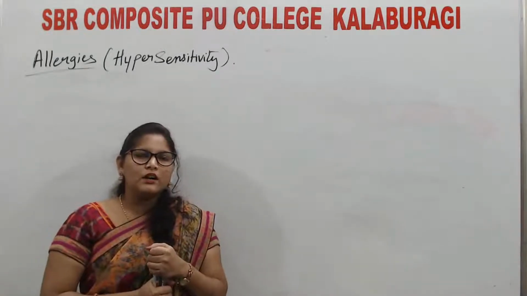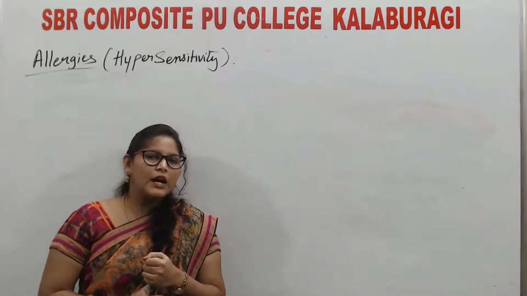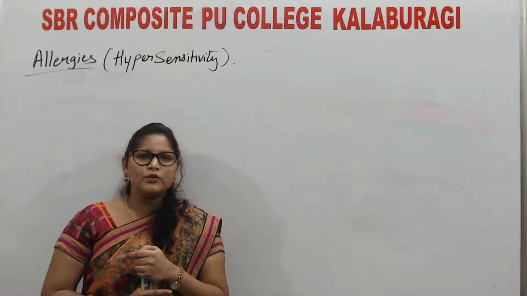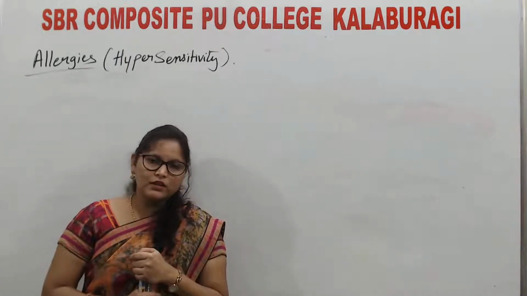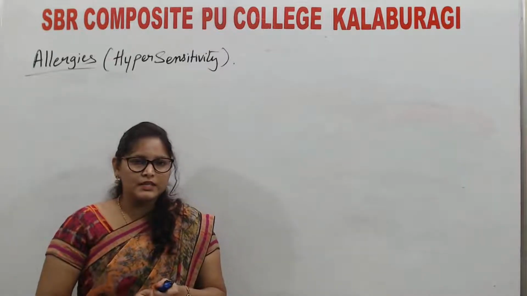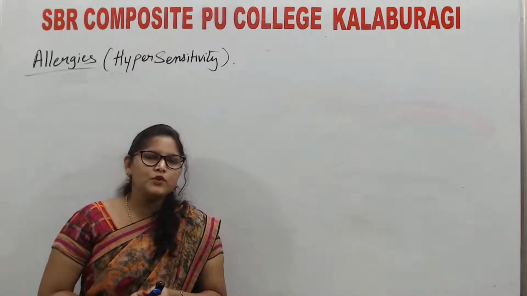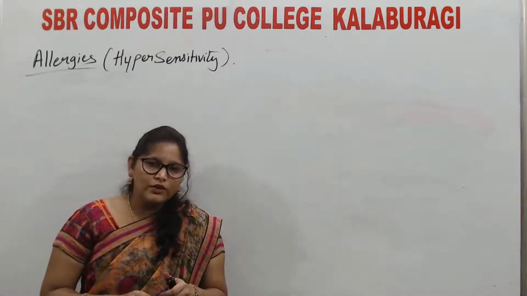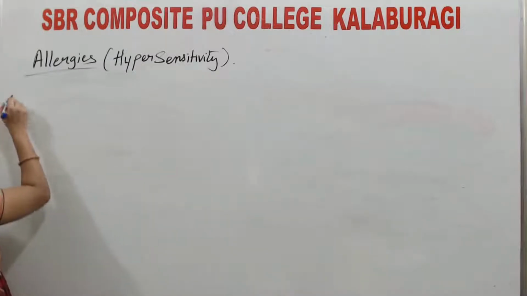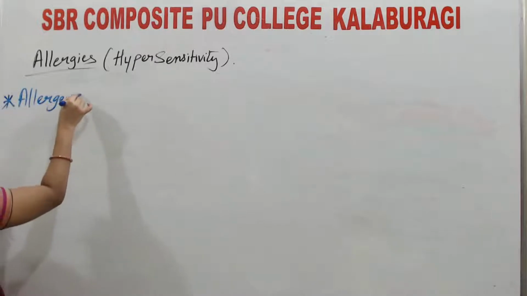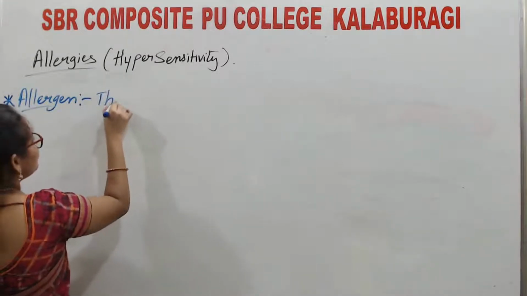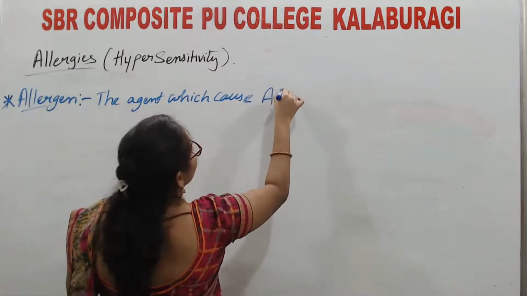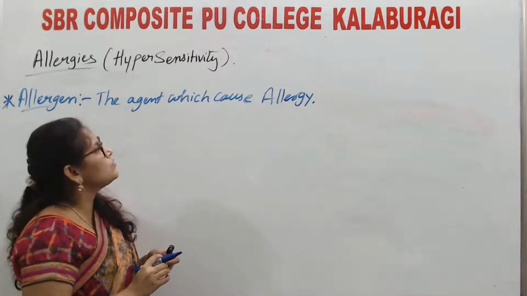Because in the first encounter, our immune system will become sensitive to that pathogen. In the first interaction, our immune system becomes sensitive to the particular antigen, and the agent which is causing allergy is known as an allergen. What is an allergen? The agent which causes allergy is known as an allergen.